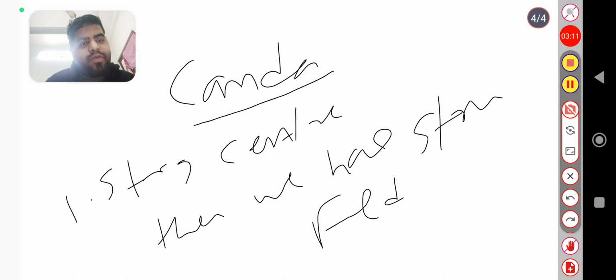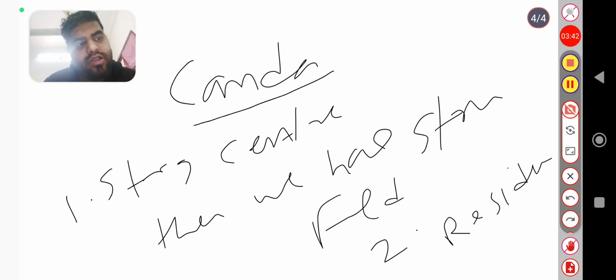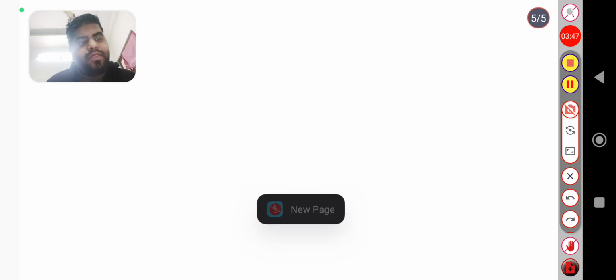Then we move to the second point. When the center is strong, it takes the residual power in its hand. So the second point is residual power.